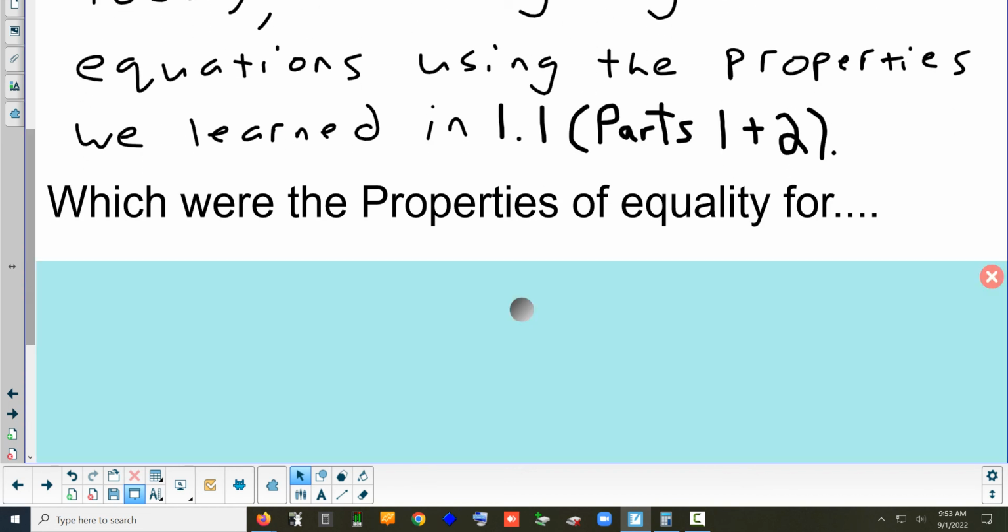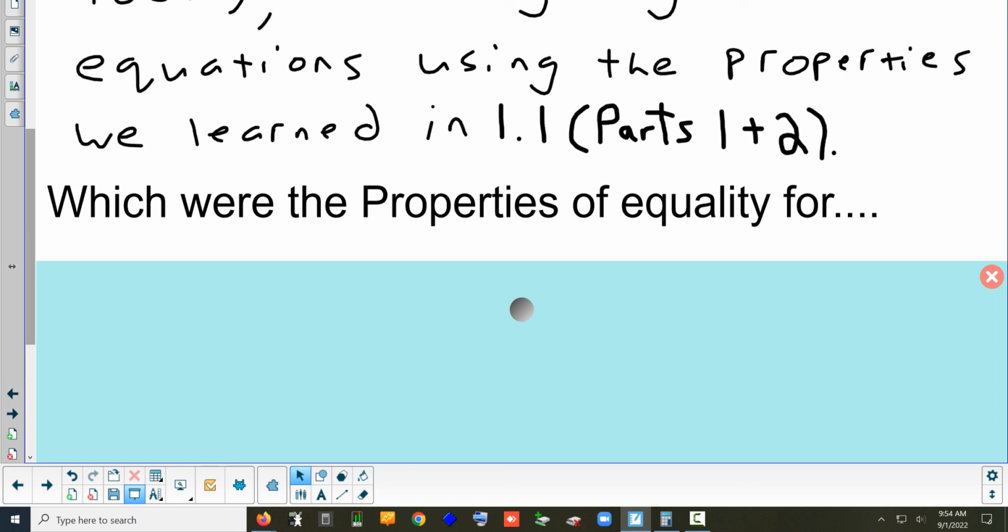So can somebody name one of the properties that we used? And again, I just want to list them. You guys don't have to write this down. But what's one operation that we used to solve equations? One thing we could do on both sides is what? Yep, Abby? We could subtract. Yep, that's one thing we can do on both sides.